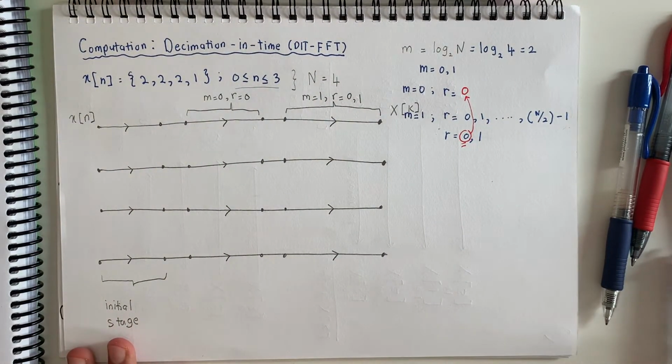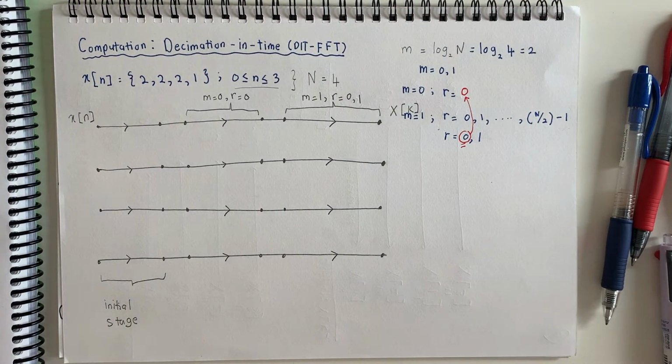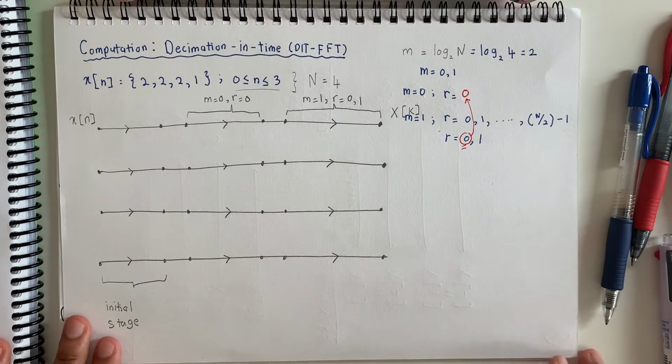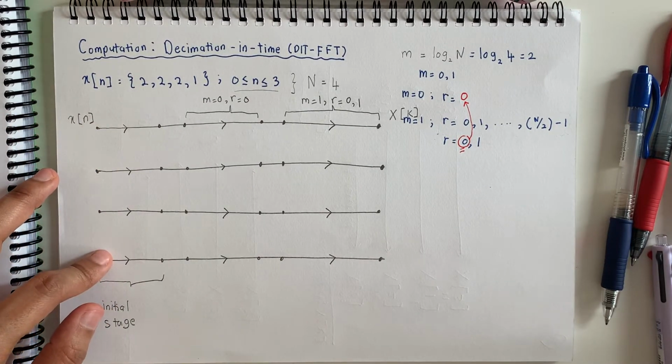The arrow is from input to output. Next, we need to connect the lines, again from input to output. When we want to connect the lines, we must connect to the nearest point, the nearest dot. So this is your initial stage.